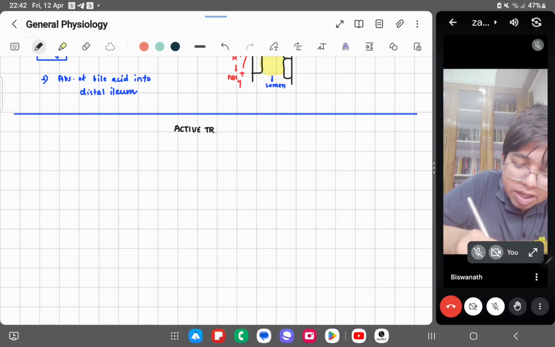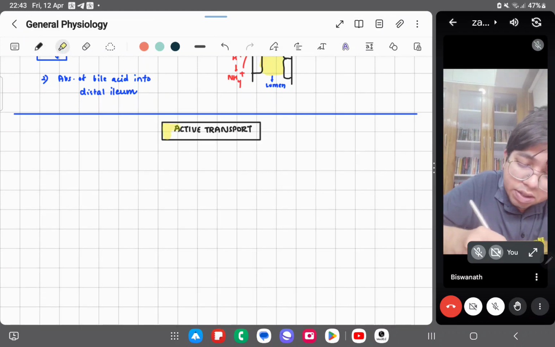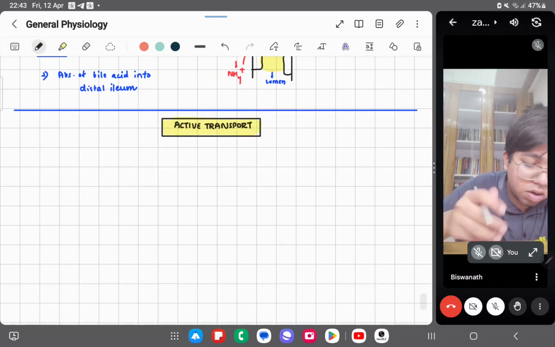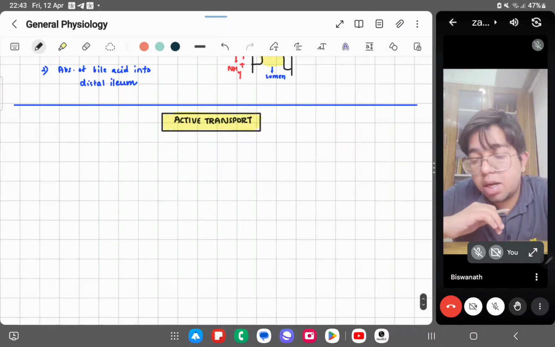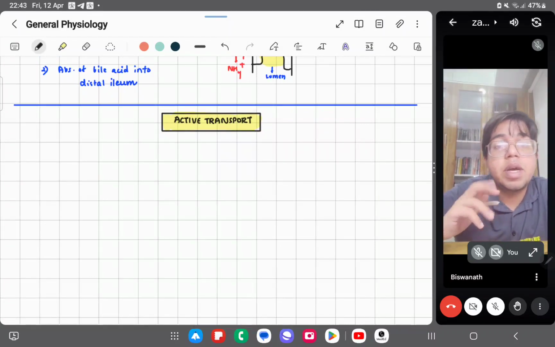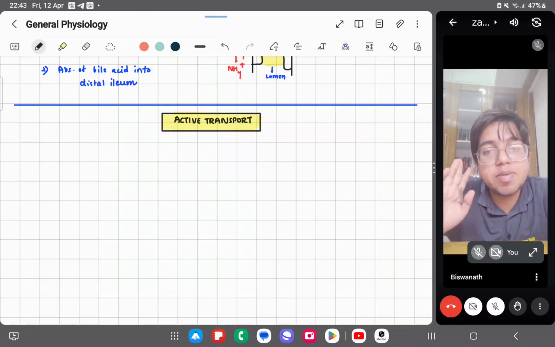We have bulk transport as well. If time permits, we'll discuss that also, and if not, we'll discuss it in the next class as usual, because I have to have dinner also, right? So active transport, I guess it will take time. No problem. Primary active and secondary active transport, you know this, okay?